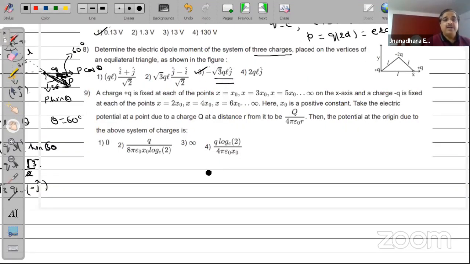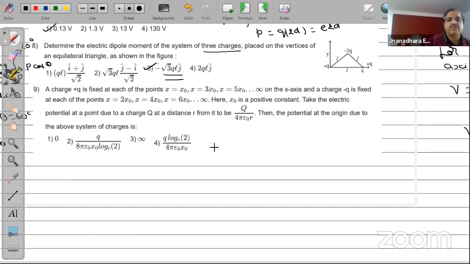Yeah. Ninth one is super. Okay, let's solve this. Ninth one, in fact, is a fantastic problem. Let's look at this. A charge Q is fixed at each of the points x equal to x0, 3x0, 5x0 up to infinity on x-axis, and minus Q is fixed at each of the points 2x0, 4x0, 6x0.